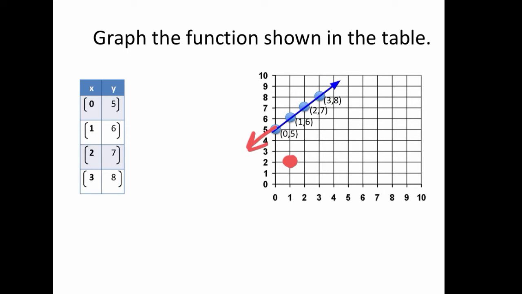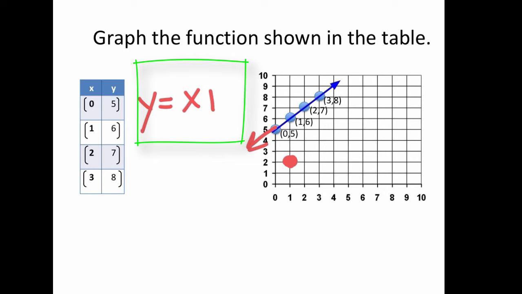Absolutely. So my rule for this table is my output equals my input plus 5. Each one of these representations models the same thing. It's showing the same thing, but just in a different way. Let's look at the next example.